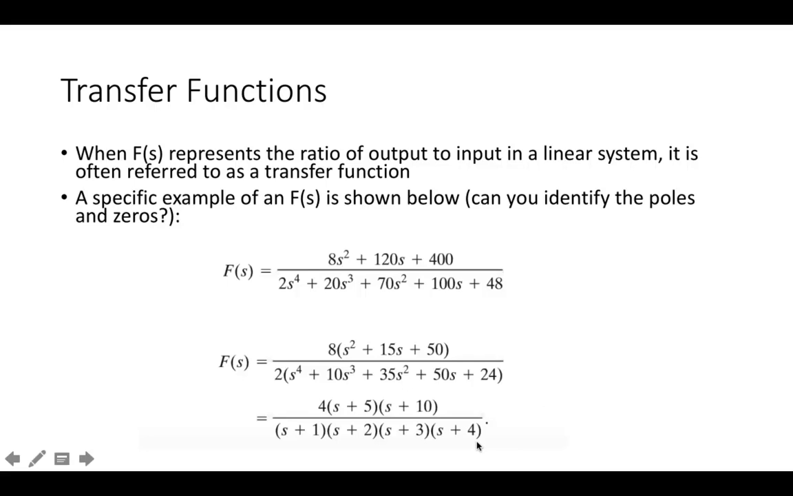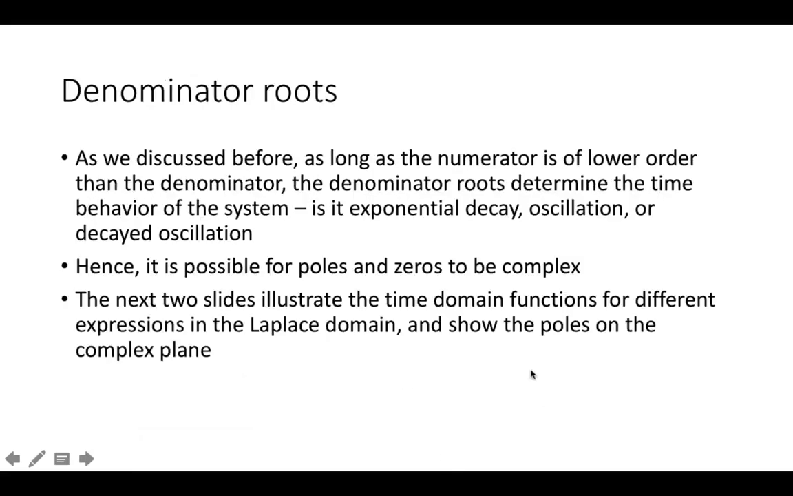So from this example, we see that we have all real roots. As we discussed before, as long as the numerator is of lower order than the denominator, roots are what determine the time behavior of the system. And that could be exponential decay, it could be oscillation, it could be a decaying oscillator, or it could even be a ramp or a step. It is possible for poles and zeros to be complex.